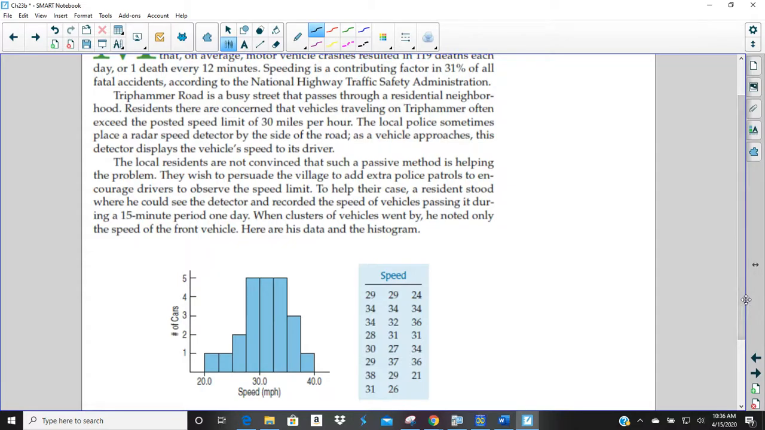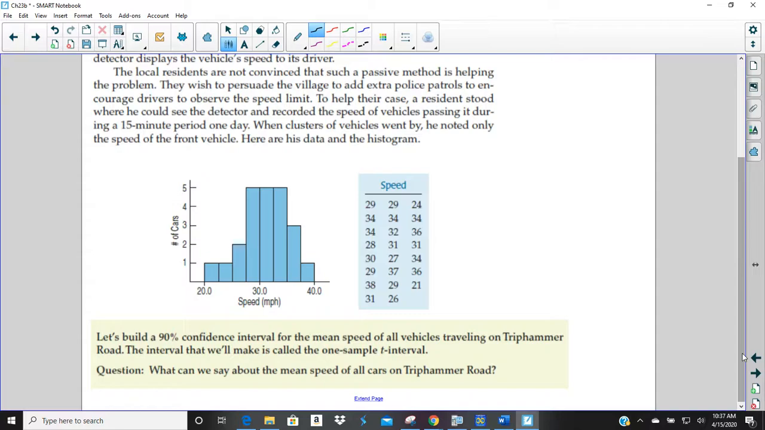Okay. So what this question is going to ask ultimately, let me go down to the bottom so you can see it, and then I'll scooch back up. You can pause at any time. We want to build a 90% confidence interval for the mean speed of all vehicles traveling on Trip Hammer Road. The interval that we'll make is called a 1 sample t interval. So when they ask for name the interval, it's going to be 1 sample t interval. Okay, and then it's saying what can we say about the mean speeds of all cars on Trip Hammer Road. So let's do this.